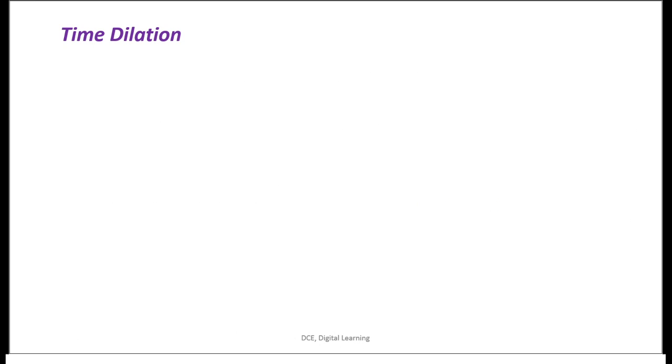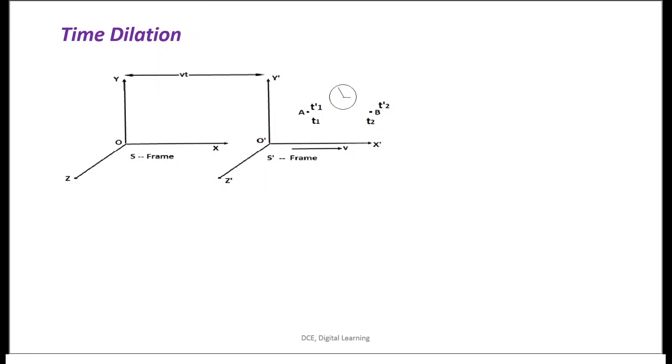frames of reference. The second important thing in the special theory of relativity is time dilation. Look at this diagram. Here we have two frames, S and S prime frame, which is moving with the velocity v. Here consider two points A and B where two separate events are taking place.